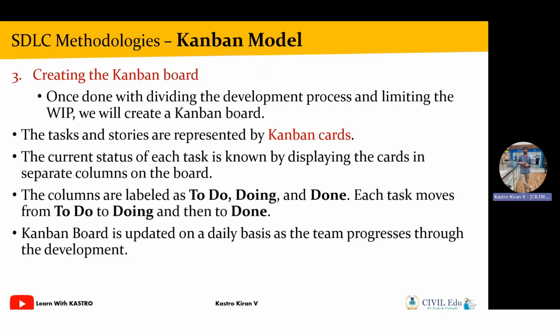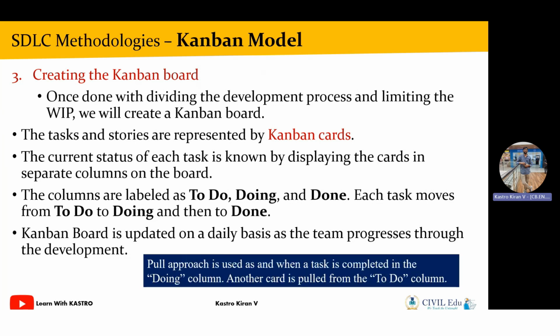The Kanban board will give you an idea about the current progress of the project. Here, one approach is used, which is called the pull approach. Pull approach is nothing but, let's say I have completed one task in the doing column. Once we complete the task, we shift the card from the doing column to the done column. As soon as we complete the task from the doing column, the remaining tasks available in the to-do column will be pulled into the doing column.